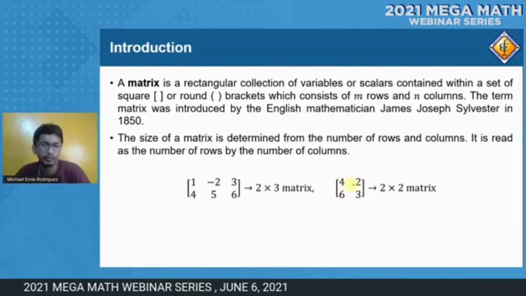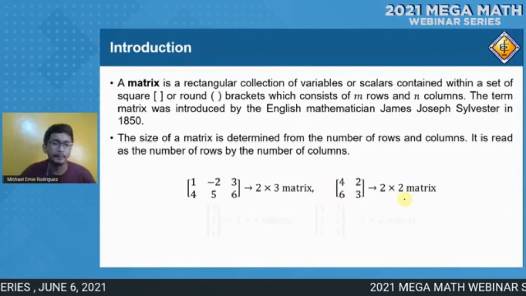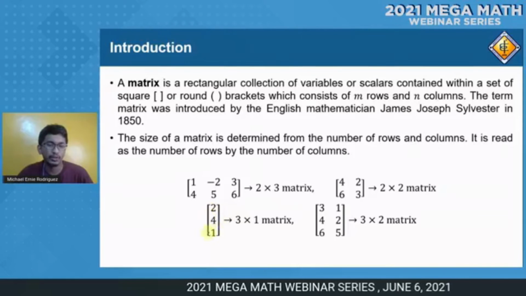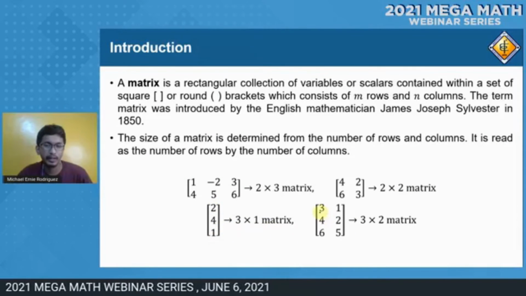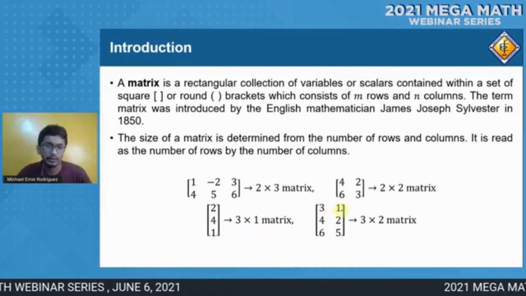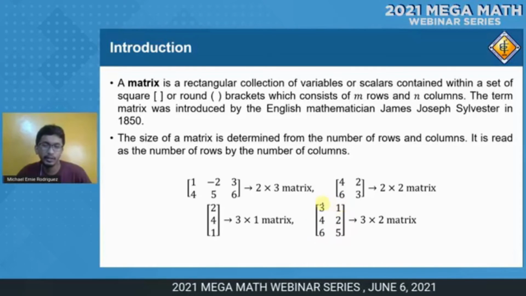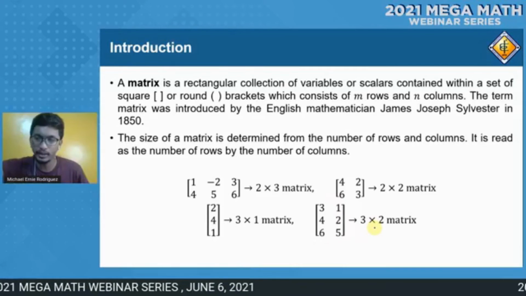And then ito, we have 2 rows and 2 columns. So, this is 2 by 2 matrix. Okay? And then another, meron pa pala dito. So, we have 3 rows and then 1 column. So, this is a 3 by 1 matrix. And then we have, on this example, 3 rows and then 2 columns. So this is 3 by 2 matrix.